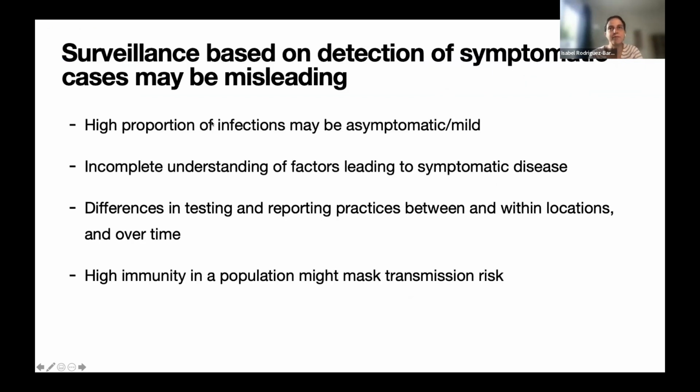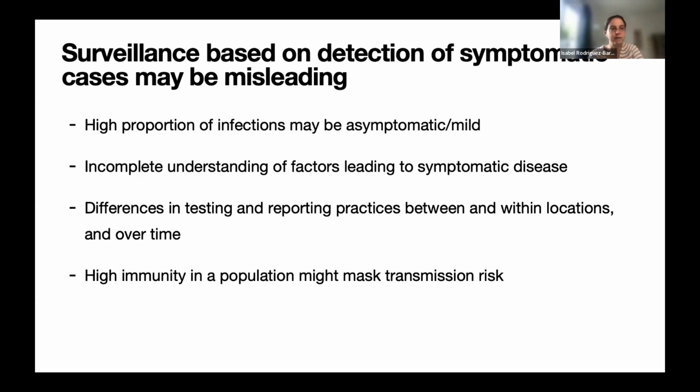I think it's probably pretty clear to everyone in the audience that surveillance that is only based on detection of symptomatic cases may be misleading. This is for several reasons. One of the main ones is the high proportion of infections that may be asymptomatic or mild. So even in a perfect surveillance system that reports all of the symptomatic infections, you're missing a lot. There's also incomplete understanding of what leads to symptomatic disease for many diseases. So it's not as if you can calculate a multiplier and just adjust for that and know how many people did. There are differences in testing and reporting practices between and even within locations. So comparisons are actually very hard.